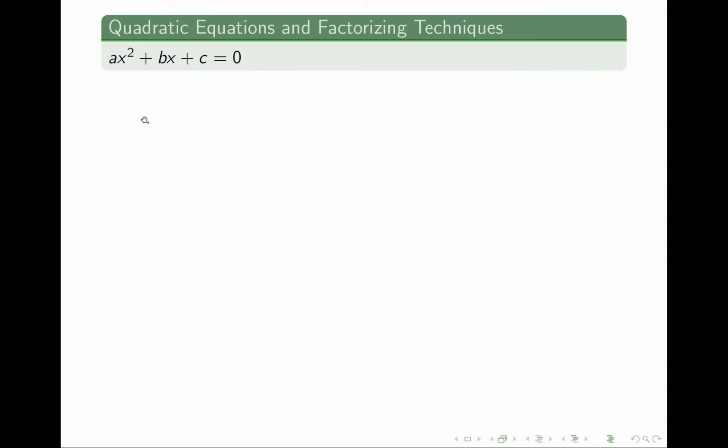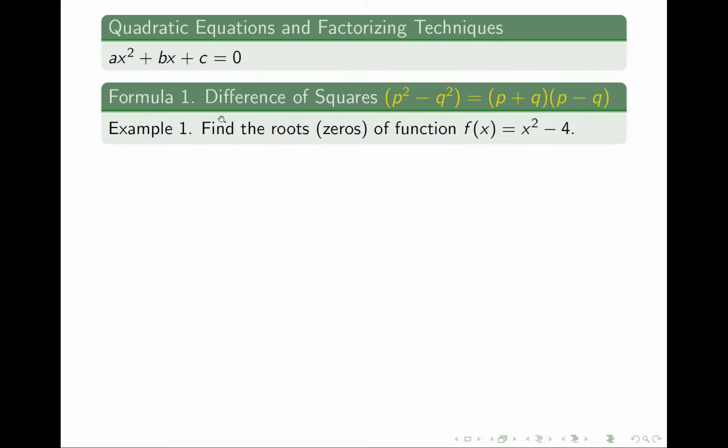Having said that, we will go through the most important formula from these three, which is difference of squares. This formula tells us p squared minus q squared equals p plus q times p minus q. To clarify the idea, we go through example 1 together.